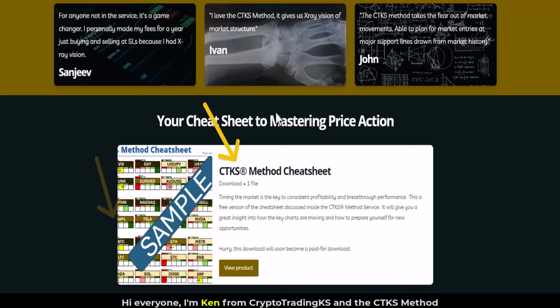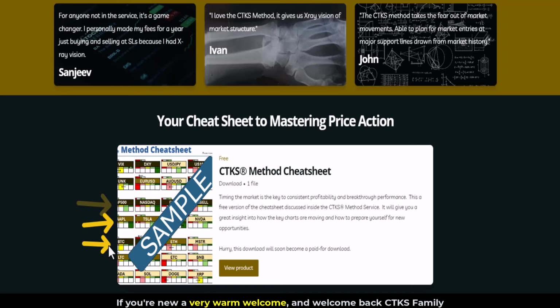To do that, we use the cheat sheet, which is available completely free of charge from CTKSMethod.org. In this video, we're going to go through the different rows and I'll explain what they mean. Okay, let's get into it and let's run the numbers.